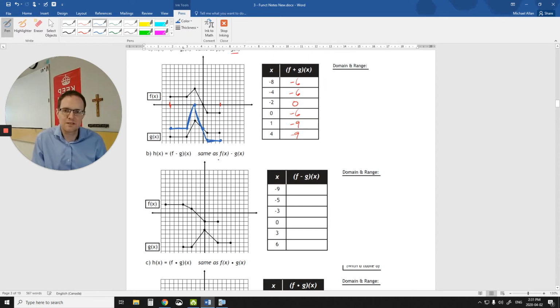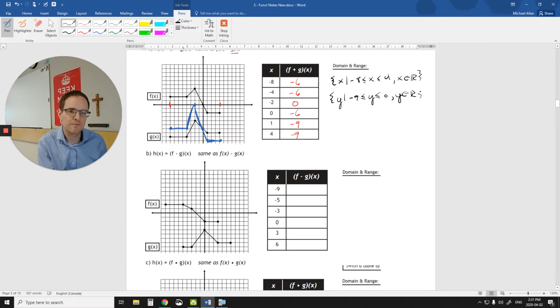Now we talked about the domain and range here. My domain is going to be from negative 8 over to positive 4, including those two values. You notice that they're solid dots. If they were hollow dots, you wouldn't include them, kind of like points of discontinuity. And my range, my min point on this graph is a negative 9. I'm going to run that all the way up to 0. Nope, yeah, up to 0. Okay.